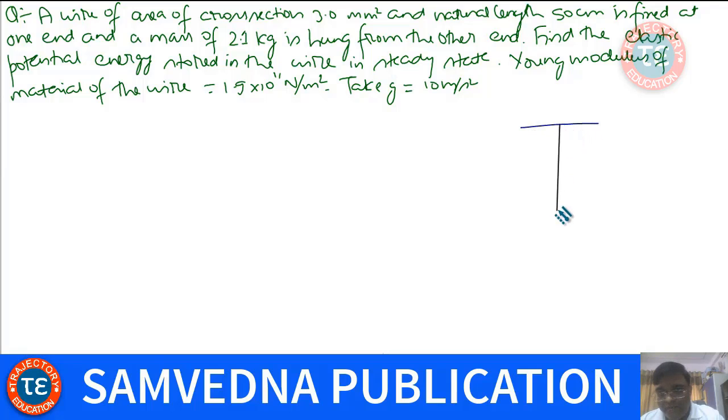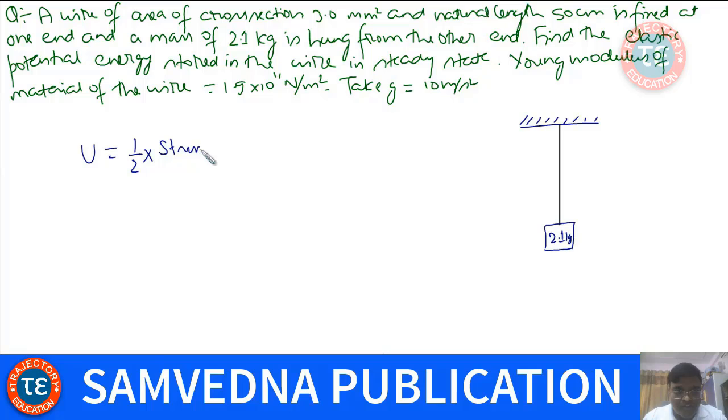So you have a wire which is hanged from here, and this is a fixed ceiling, and you have a body of mass 2.1 kg. So I told you the elastic potential energy is given by 1 by 2 into stress into strain into volume. So what is the stress? Tension is how much?